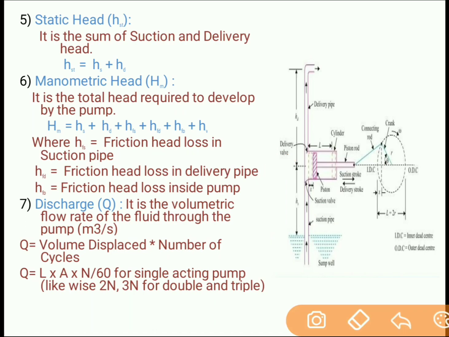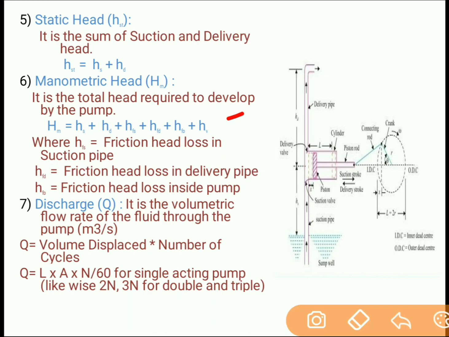Similarly, when the liquid is transferred from the cylinder to the delivery pipe, there is friction between the liquid and the delivery pipe, and that friction is considered as friction head loss in the delivery pipe. Also, when the liquid is in contact with the piston, there is some friction between the liquid and the piston. This friction causes a loss of energy, and that energy loss corresponds to friction head loss inside the pump.